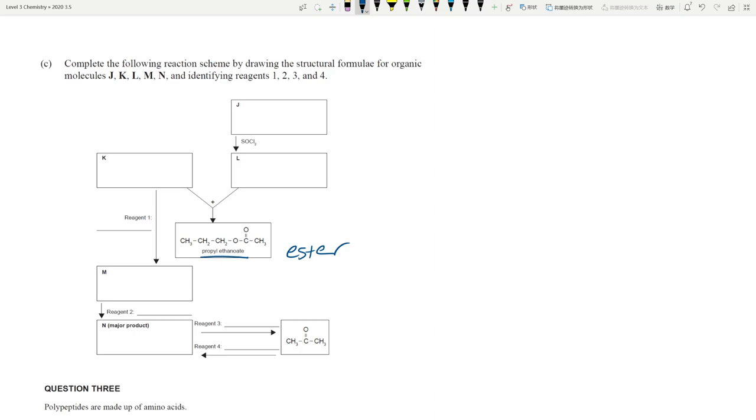So straight away, whenever you make an ester, you need two components, because it is a condensation reaction. Now this is what I always do, I tell this to all my year 13s that I teach every single year.